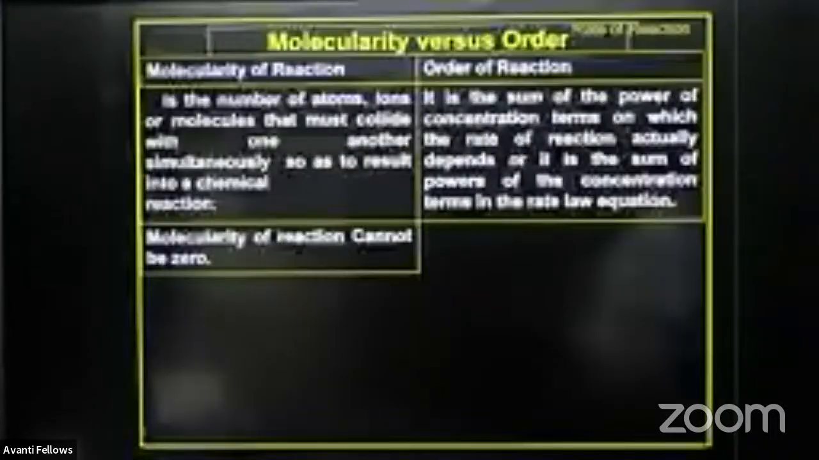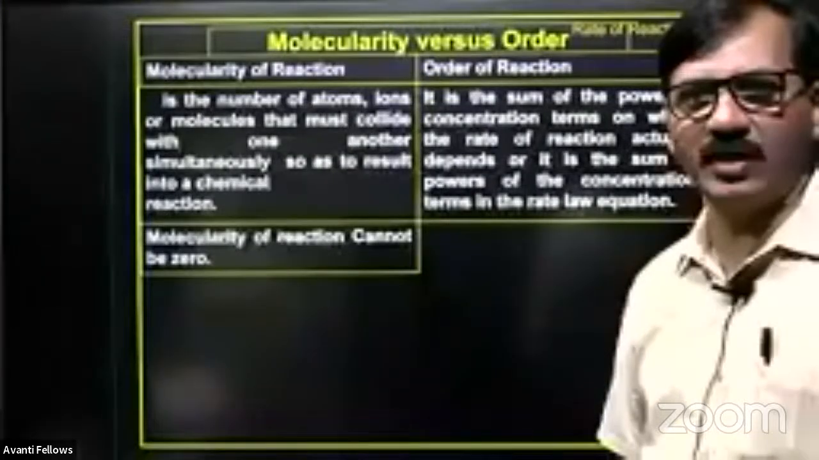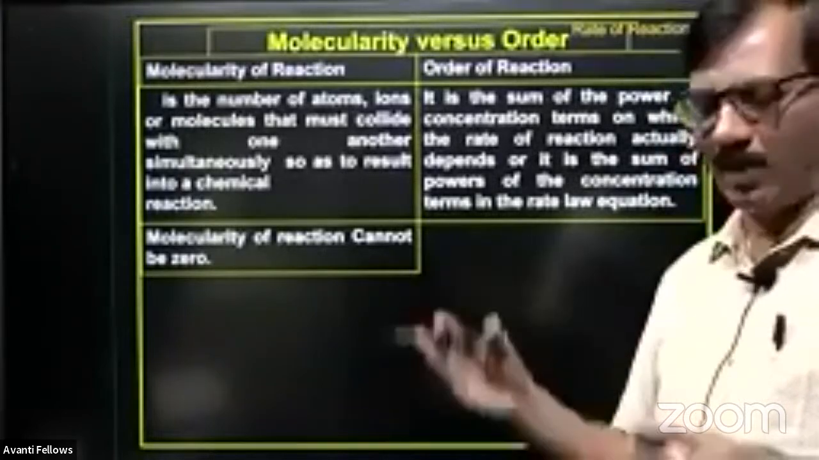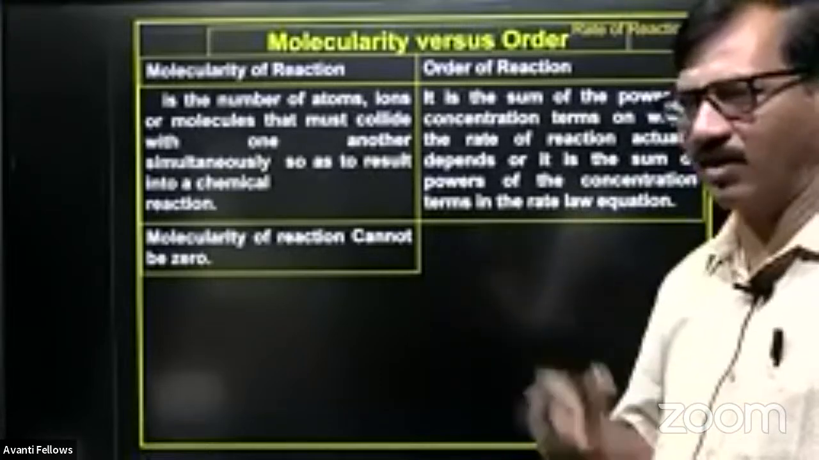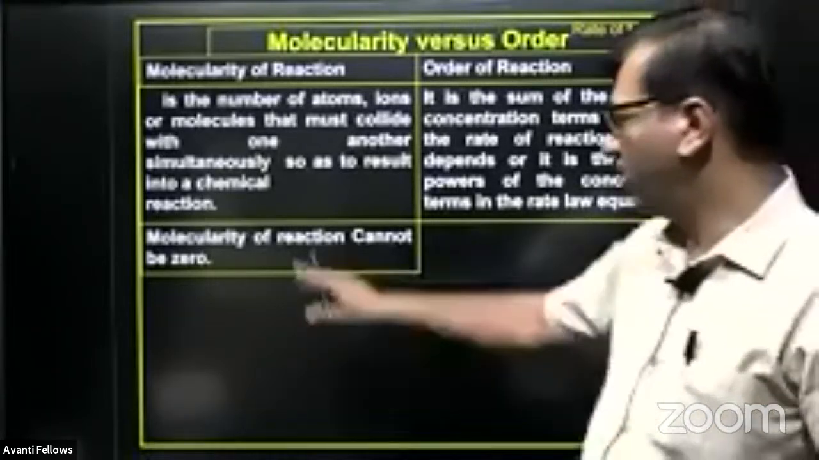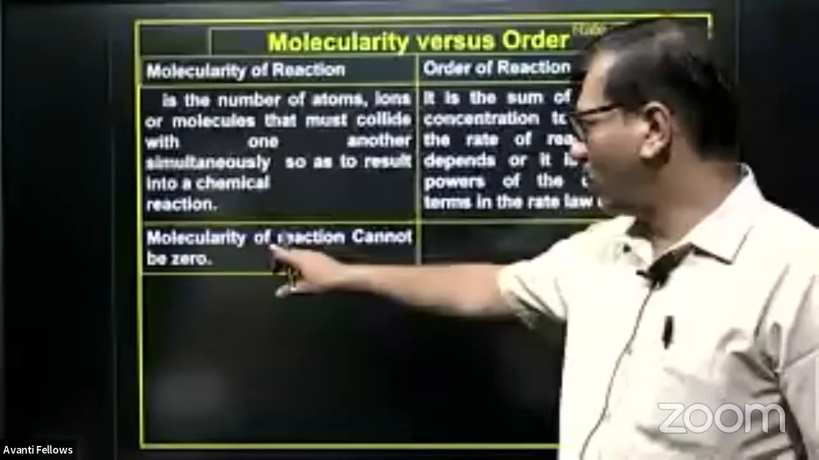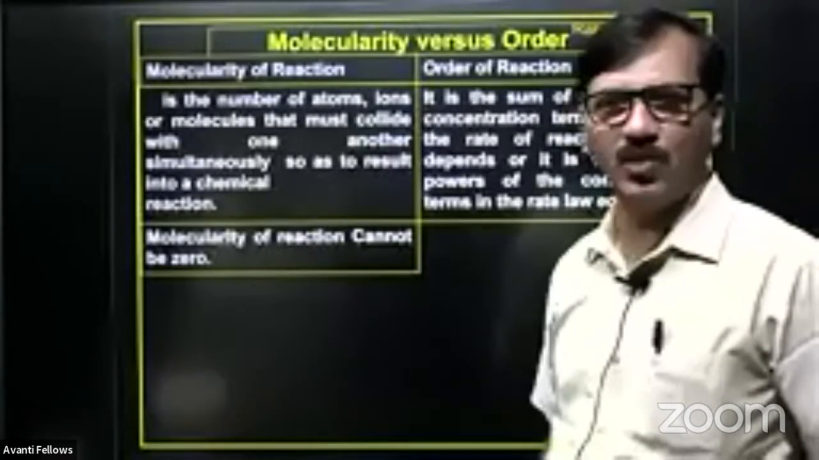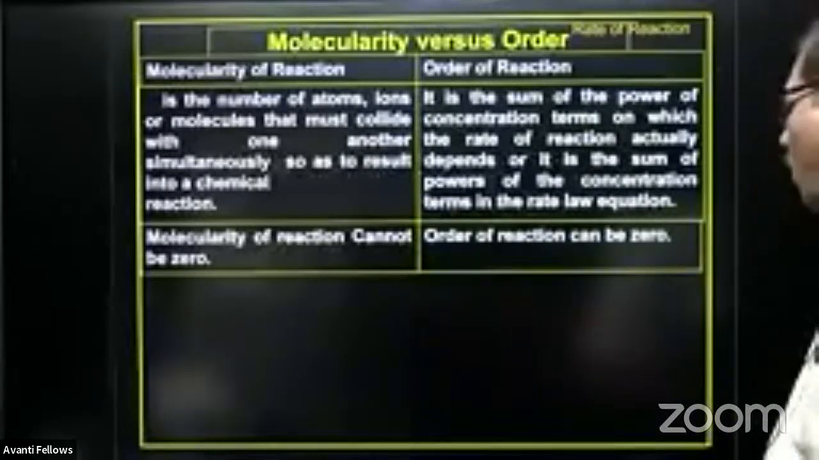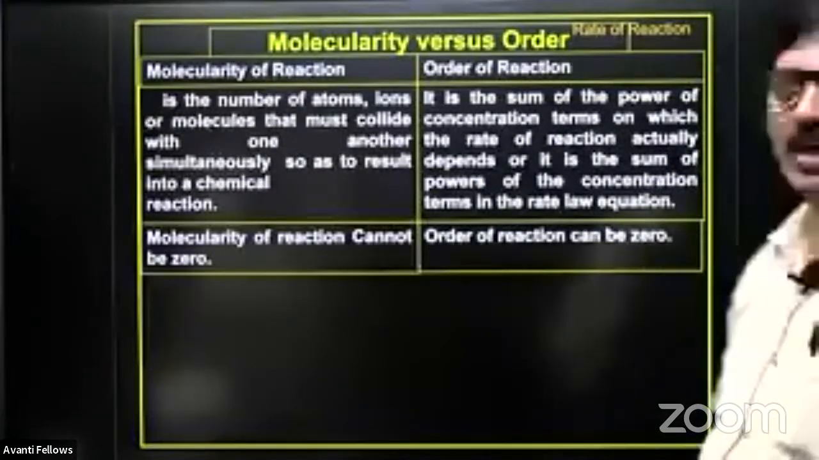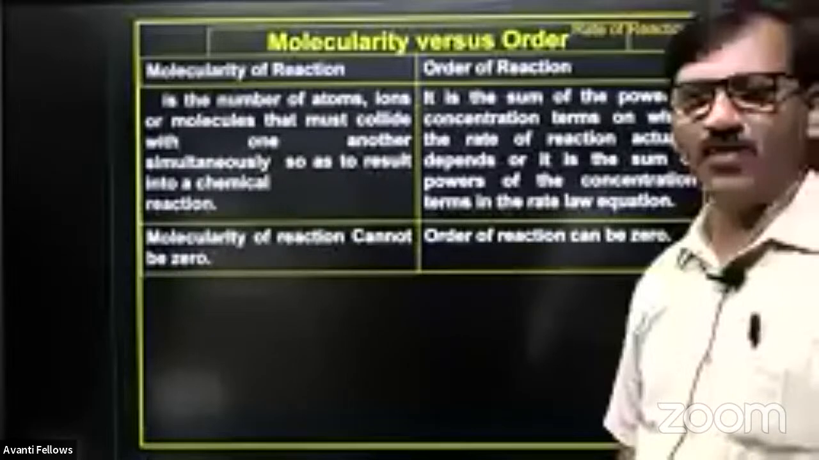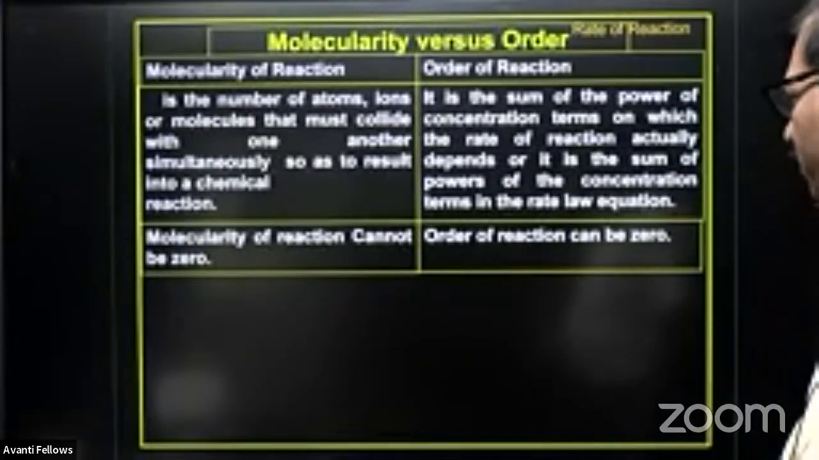Molecularity of the reaction cannot be 0, because it is when particles like ions and atoms collide with each other that they bring about the reaction. For collision, it cannot be 0. Zero particles won't collide. Order of the reaction can be 0. It may not depend upon the concentration of one at all. That is what we mean. So it is a theoretical concept.